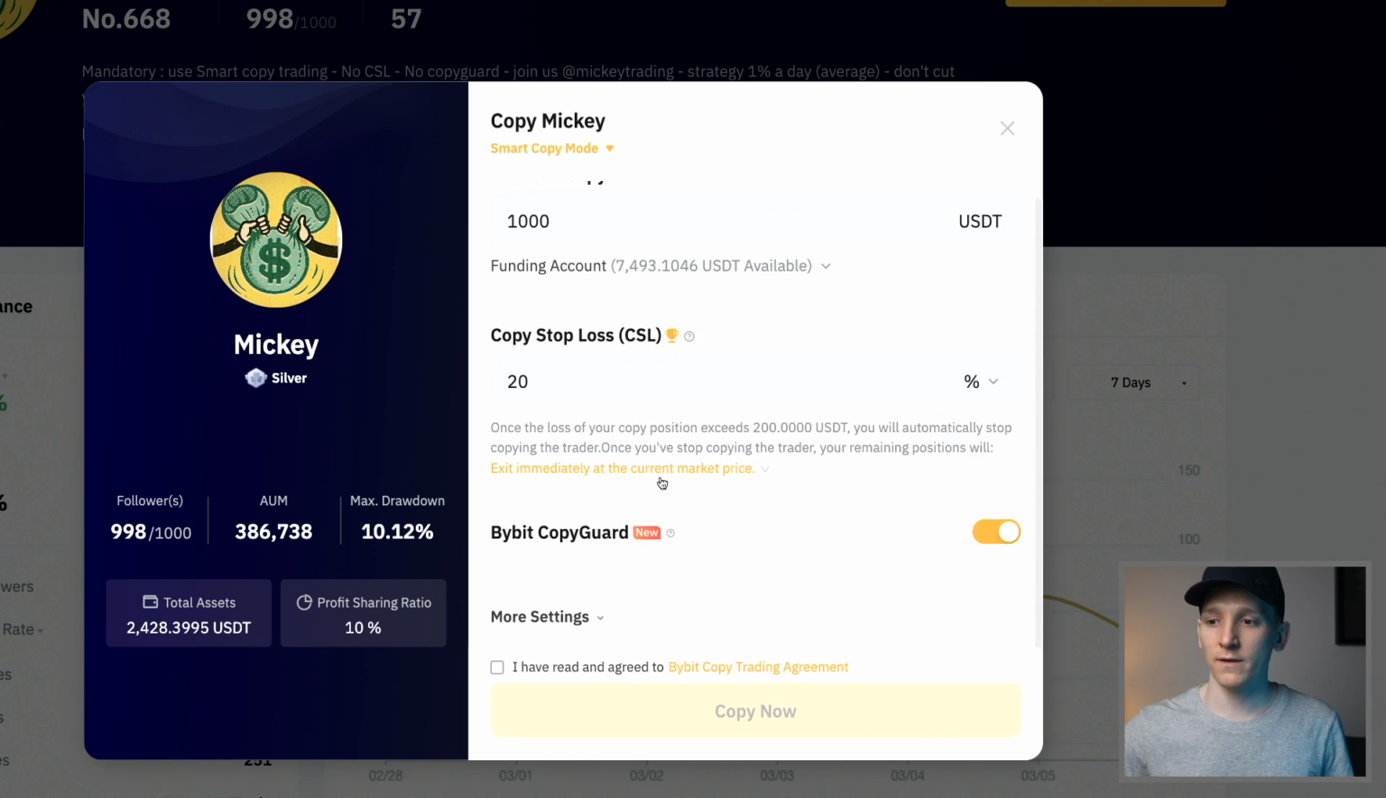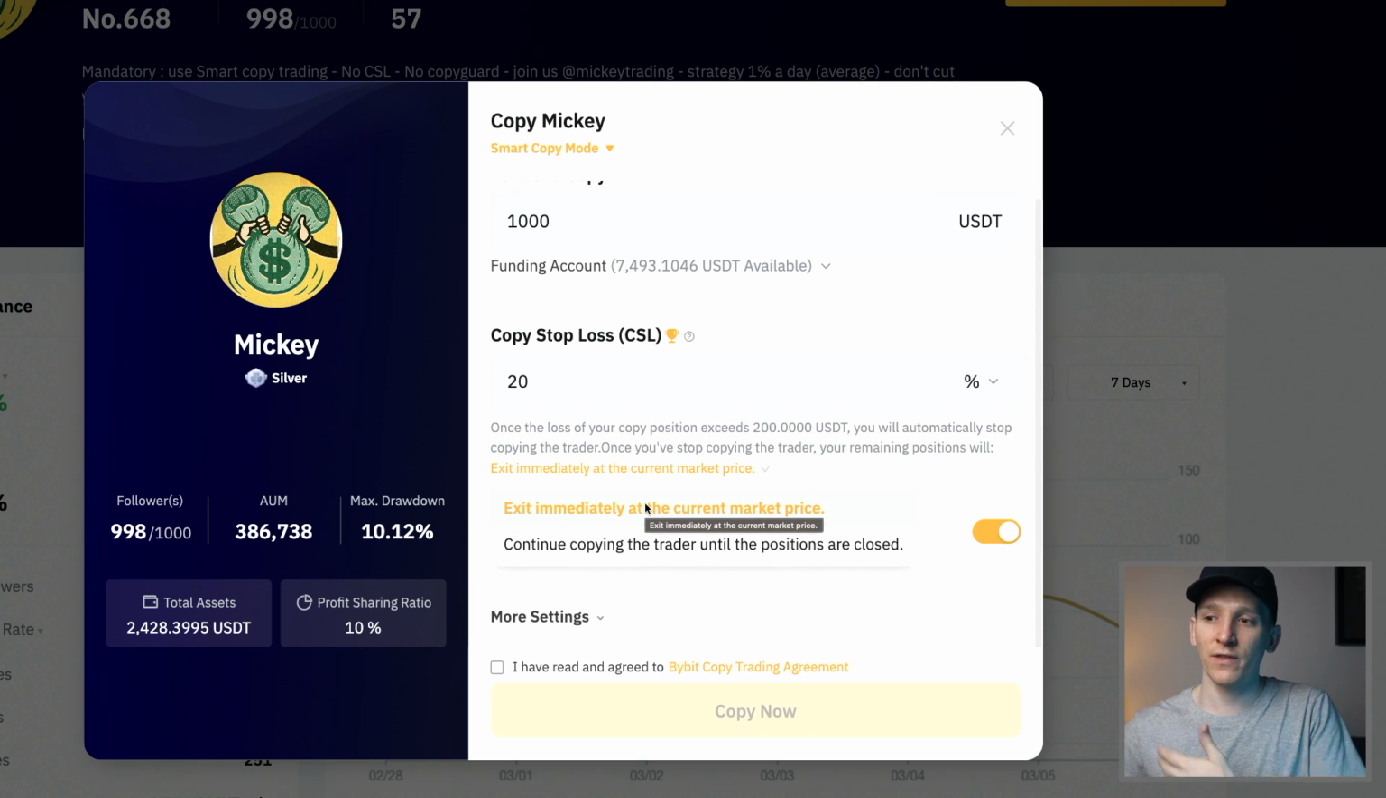So what I can do is go down to this drop box, and I have two options. If the 1,000 that I put in is now 20% in a loss, I can exit immediately at the current price. So all copy trades that I have will essentially be traded out at that point, and I will stop copying the trader as well, essentially stopping everything.